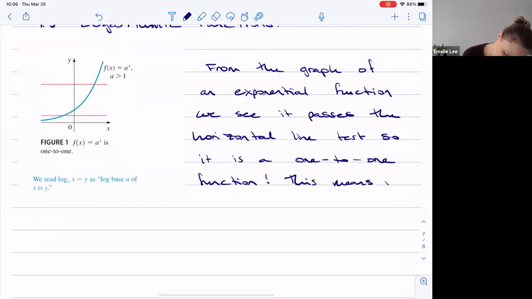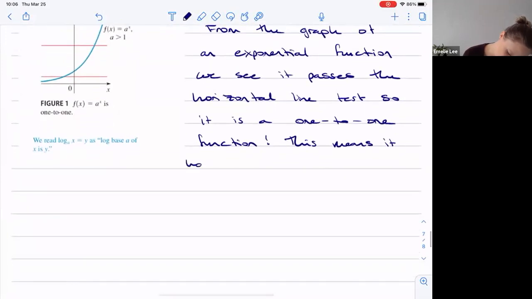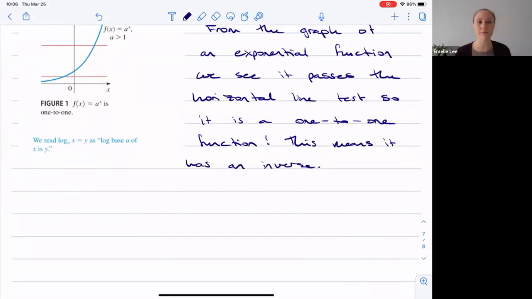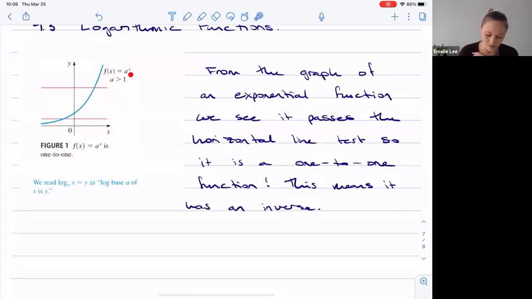This means it has an inverse. And we've solved for the inverse, right? We rearranged, we solved for x, and then we replaced our x's with y's, and then we had our inverse function. What's hard is that now our x is in the power, so we don't really have the tools yet to bring that down. But I'm just going to tell you that the inverse is the logarithmic function.